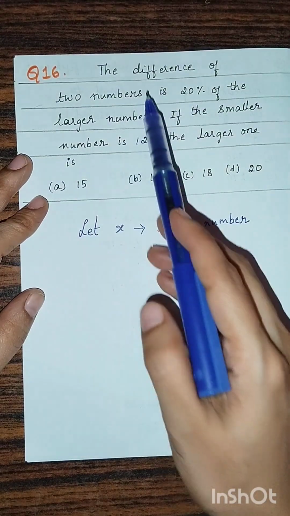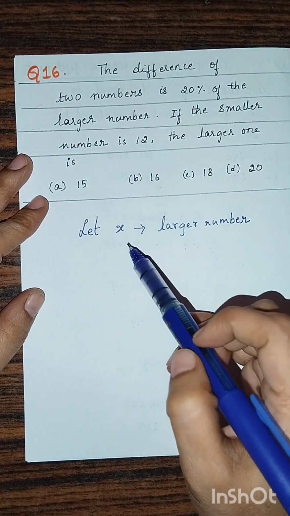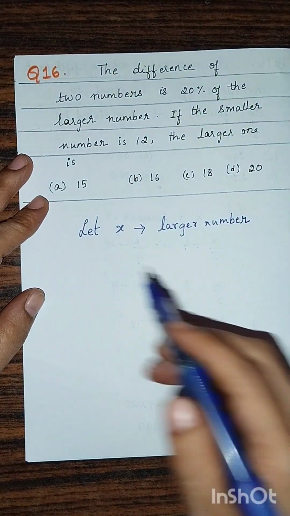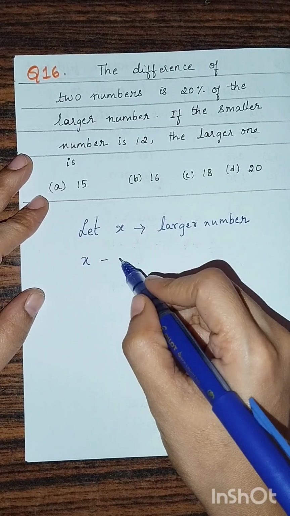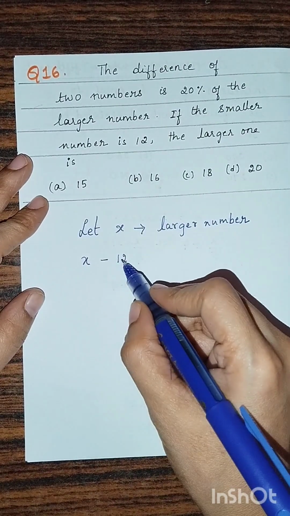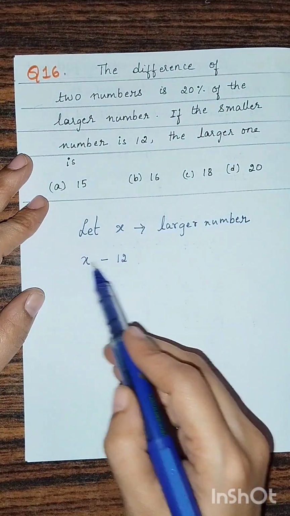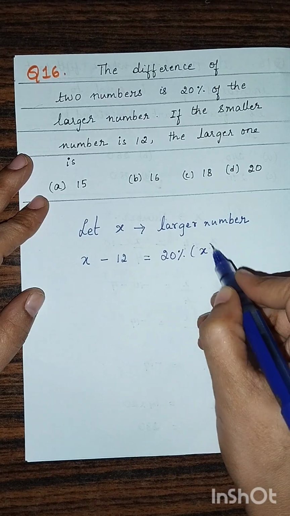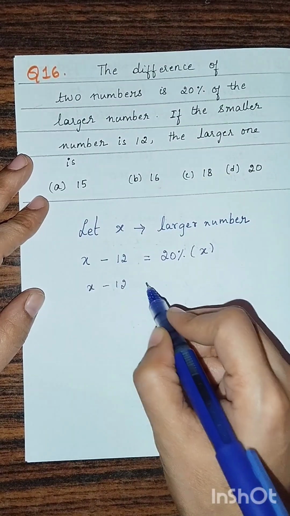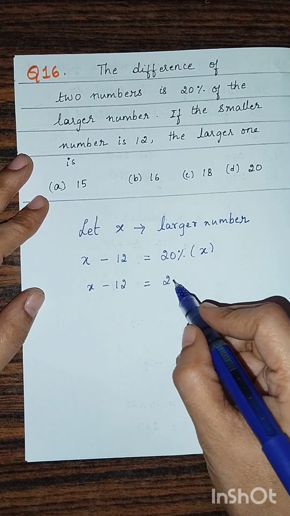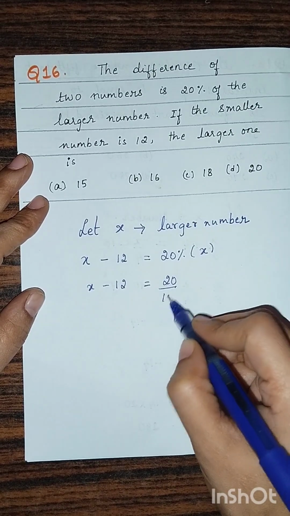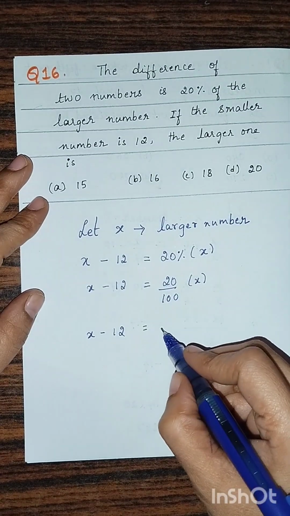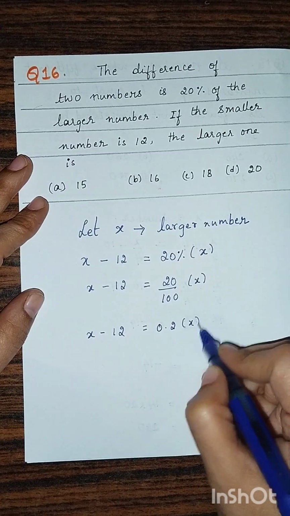So now they have asked us to find the larger number, but they have already given the smaller number and we have to take the difference. So larger number minus smaller number, which is 12, x minus 12. So the difference of two numbers is 20% of the larger number. So here you will get x minus 12 is equal to 20% of x. 20% of x is 20 by 100 of x. So x minus 12 will be 20 by 100. We can write it as 0.2 of x.